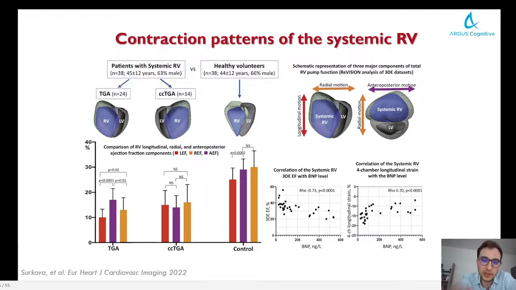Moreover, the relative contribution of the anteroposterior motion was even higher compared to the controls, which maybe tells us that this anteroposterior motion component, this interaction with the left ventricle, has a very big importance in this very distinct population of patients with systemic right ventricle.